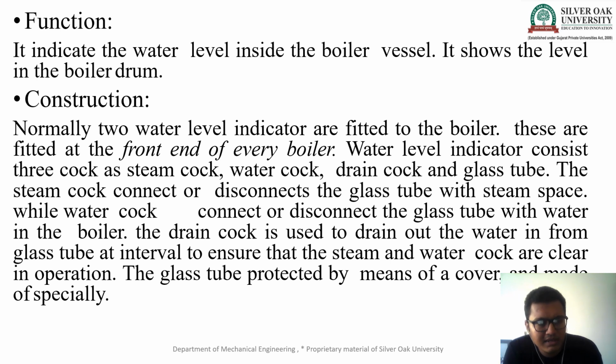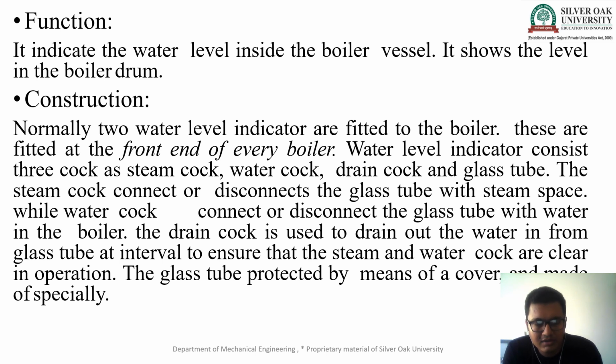These are fitted at the front end of every boiler, and the water level indicator consists of three cocks: a steam cock, a water cock, and a drain cock. We already discussed the steam and water cock. There is one more cock, called the drain cock, and the glass tube. The steam cock connects and disconnects the glass tube with the steam space, and the water cock connects and disconnects the glass tube with the water space available in the boiler.